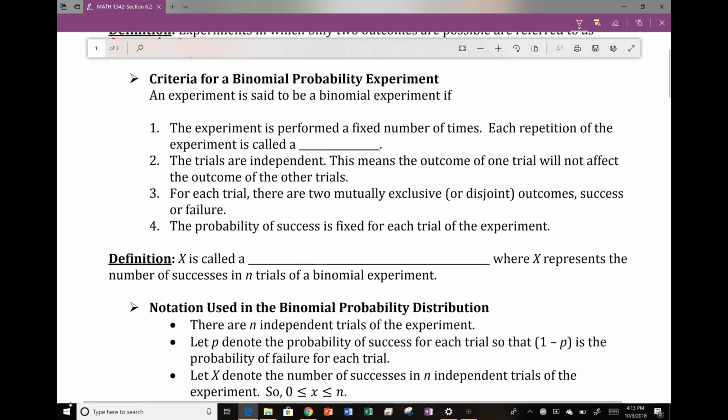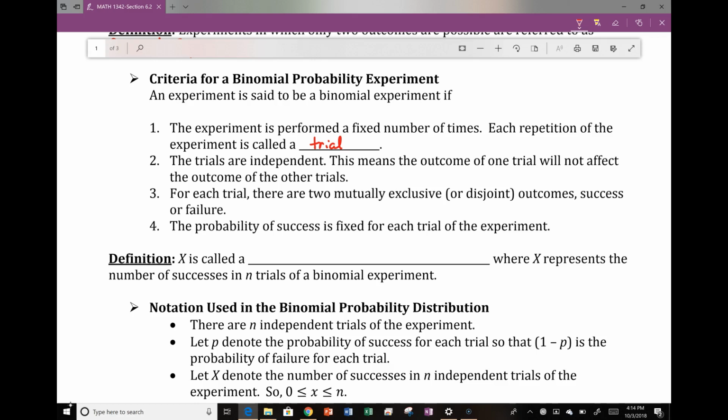One thing that they have to do is the experiment is performed a fixed number of times. So I can't just say, we'll do 10,000 or maybe we'll do 50,000. I have to know exactly how many times I'm going to run this particular experiment. Each repetition is going to be called a trial. So we're looking at the number of trials that we do, such as flipping a coin. If I flip it 10 times, that means that I have 10 trials that I'm looking at.